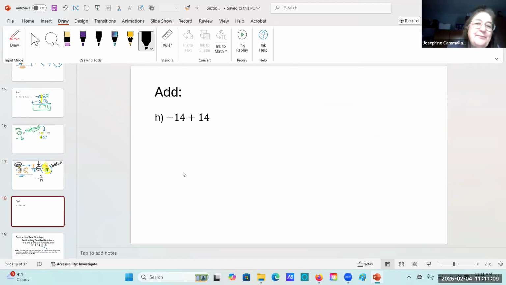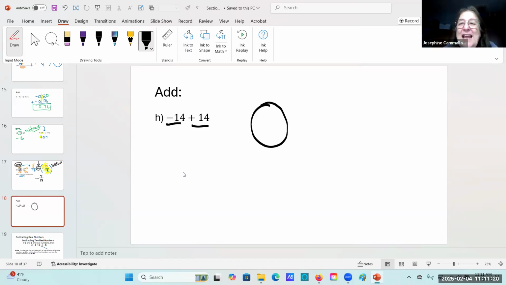Now my last one, okay, negative, positive. My answer is 0. And this is your additive inverse property. I'm subtracting. It says add because of that plus in the middle, but my signs are different. One is positive, one is negative. Okay?